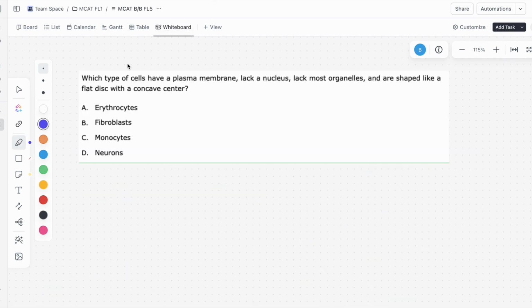Okay, so this is another discrete question. It says, which type of cell has a plasma membrane, lacks a nucleus, lacks most organelles, and is shaped like a flat disc with a concave center? All right, so this part right here, the flat disc, concave center, that's a pretty important key, and the lack of nucleus as well. So if you'll notice, this is half discrete, as in you need to know characteristics of different cell types, and the other half is kind of like a vocab quiz. So erythrocytes, these are actually red blood cells, okay?